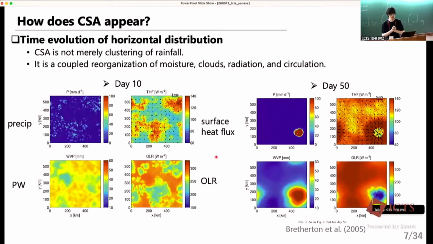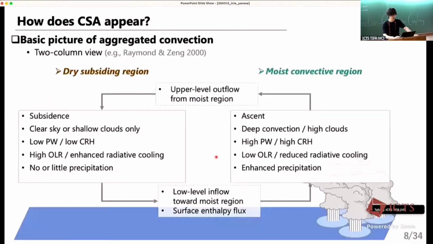These large-scale structures occur spontaneously. One simple view of convective self-aggregation is a two-column view, for example, as shown here. The dry subsiding region is characterized by clear sky and shallow clouds only, low humidity, high OLR, and little precipitation. The moist convective region is characterized by deep convection, high cloud, high moisture, low OLR, and enhanced precipitation. The point here is that the dry subsiding region and the moist convective region are connected by circulation. There is an inflow into the moist convective region and an outflow from it. So circulation connects these two distinct regimes.